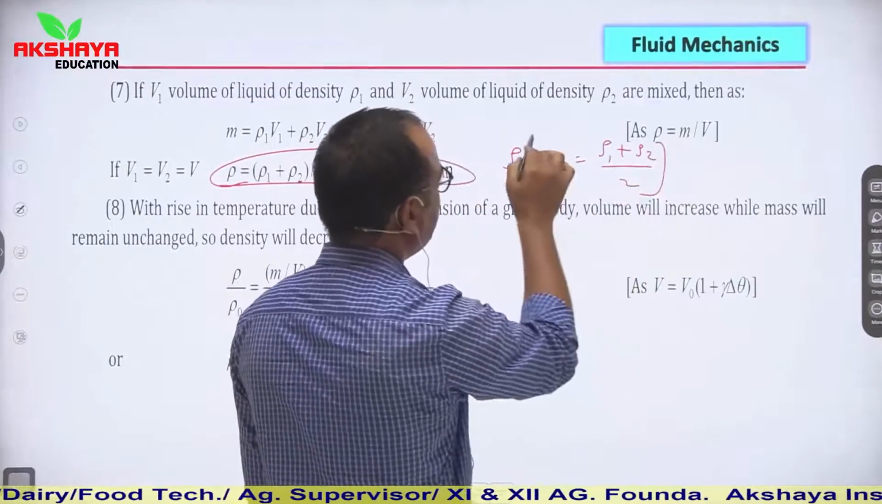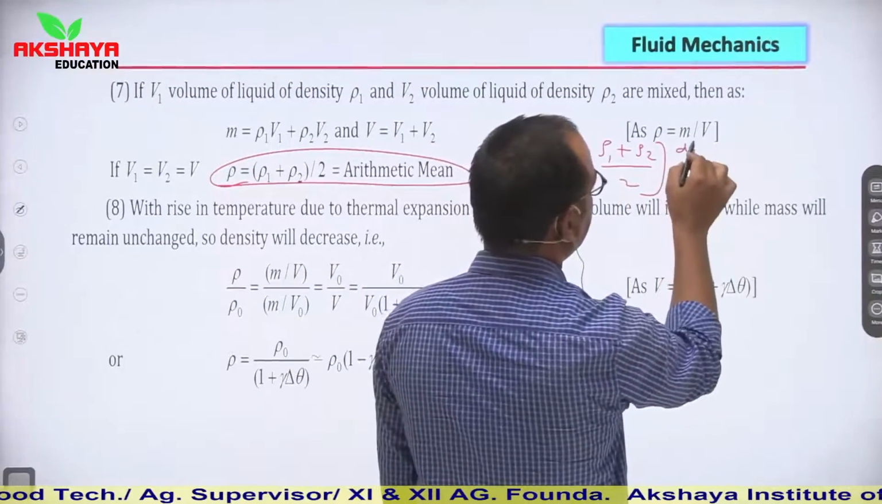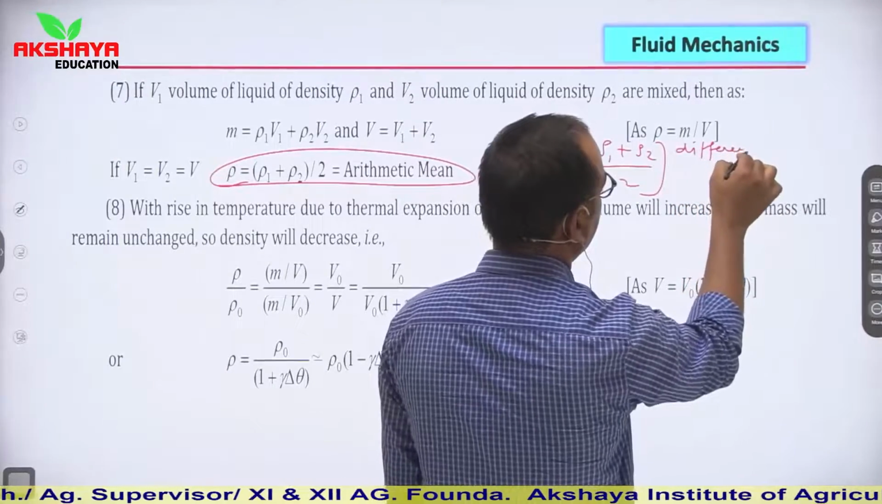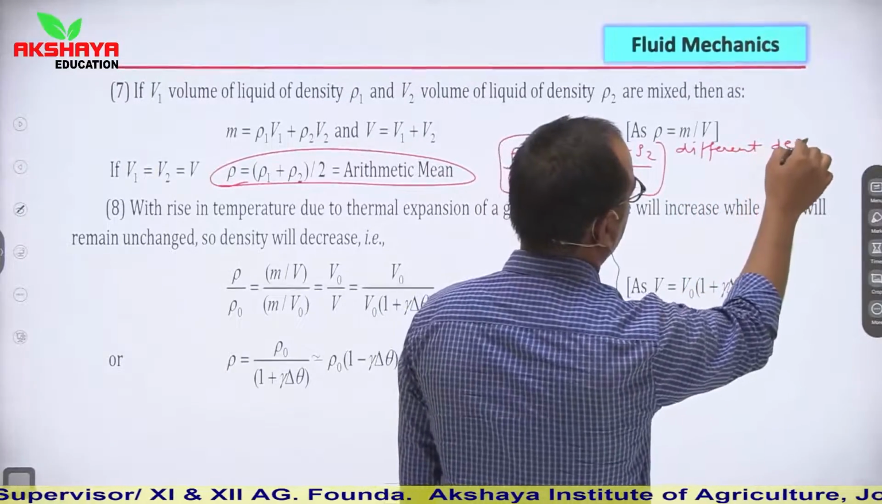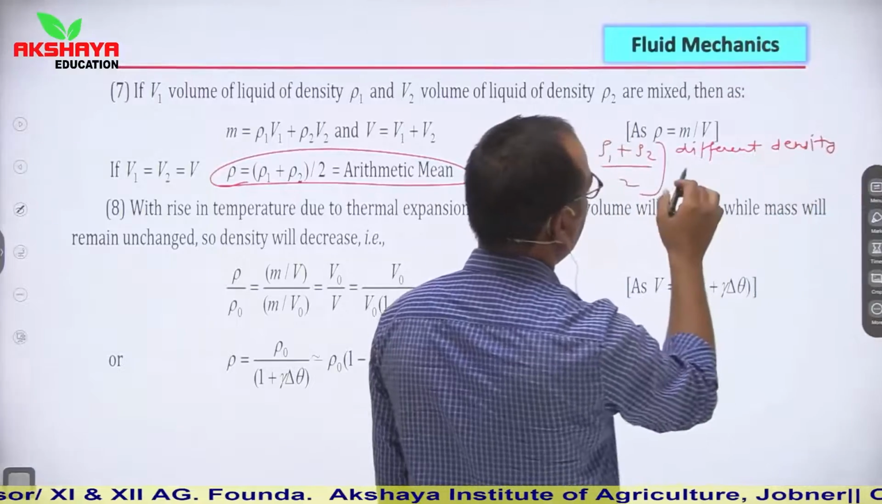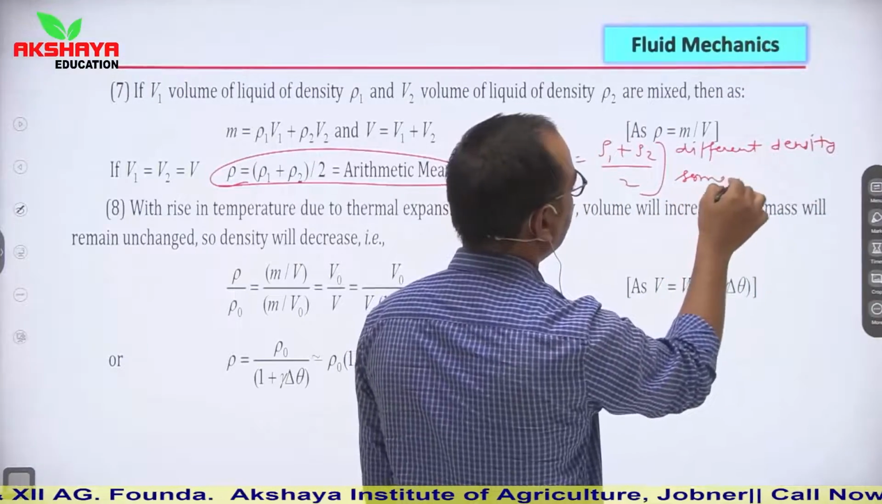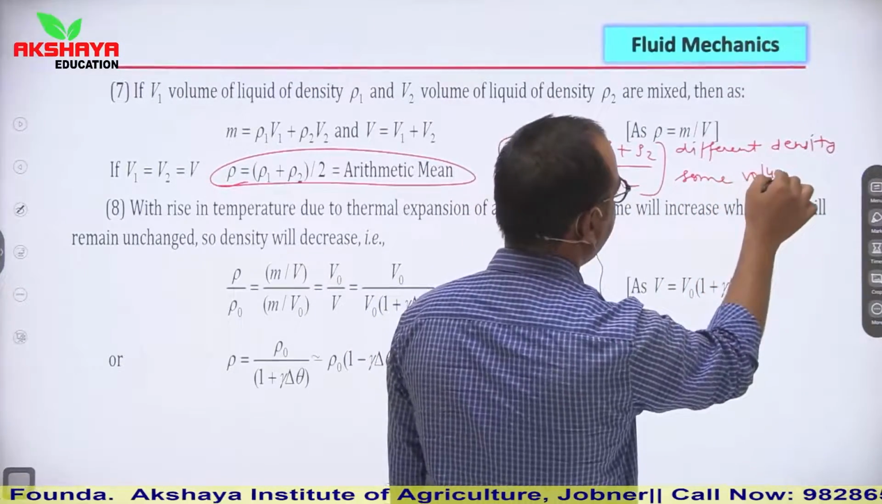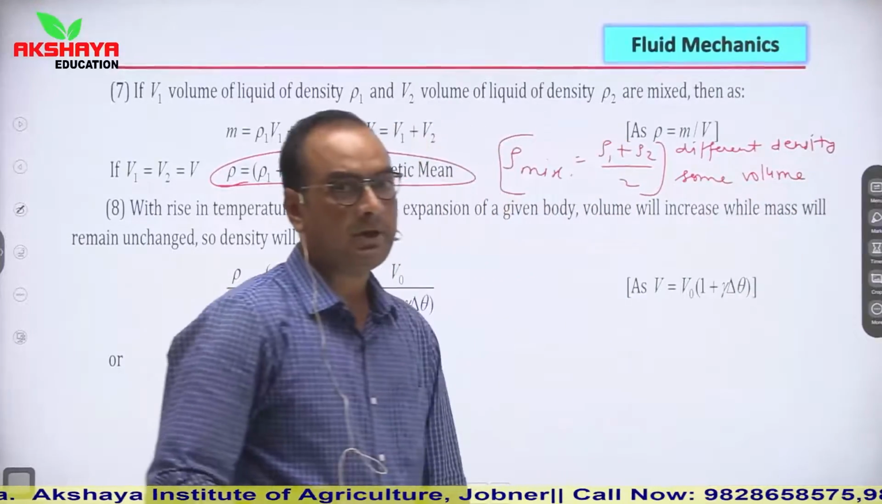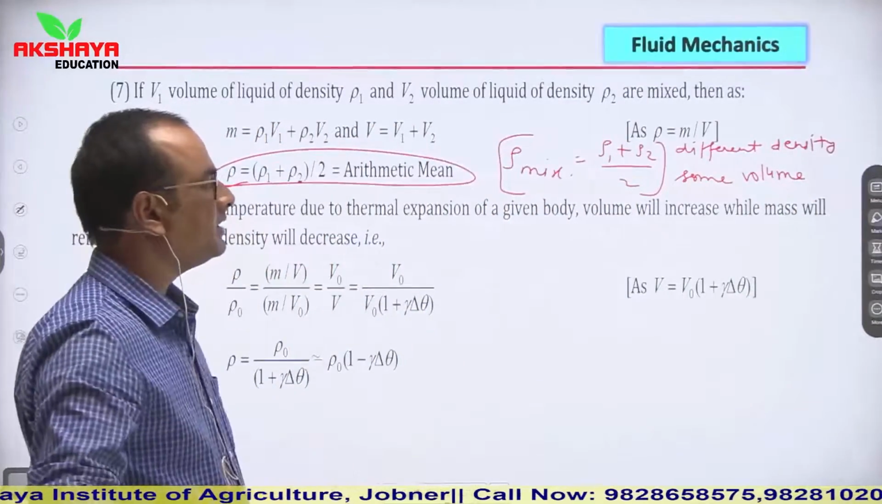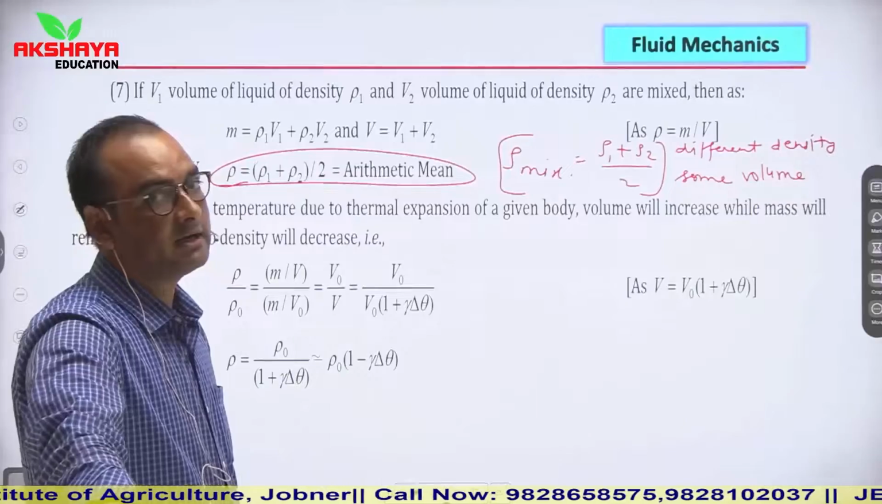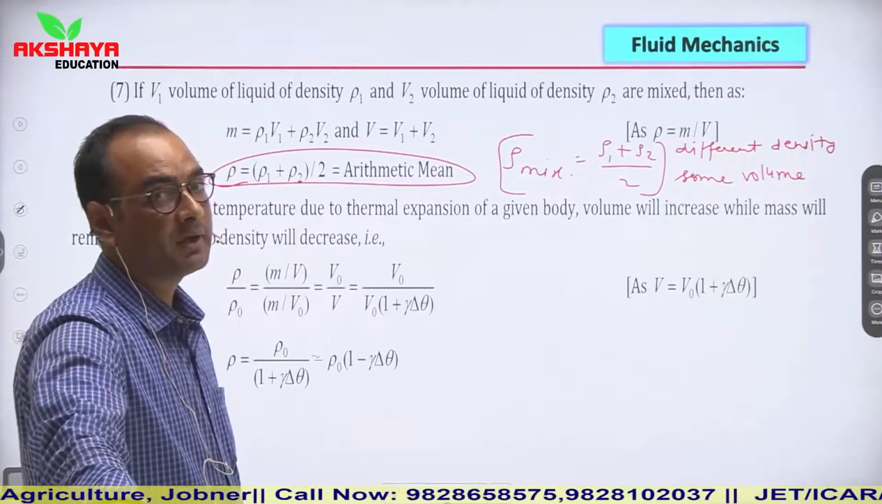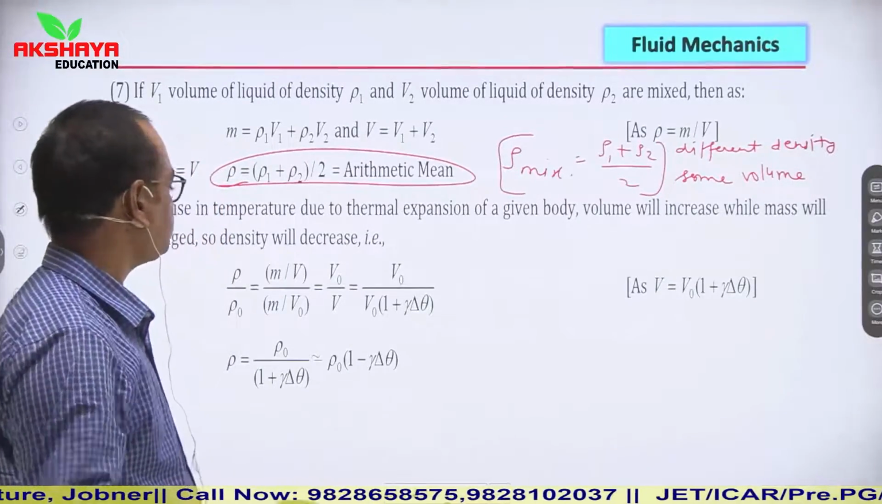So this is the case when densities are different and the volume is the same. When volume is the same, then it will be the arithmetic mean, and if we consider that mass is the same, then it will be the harmonic mean.